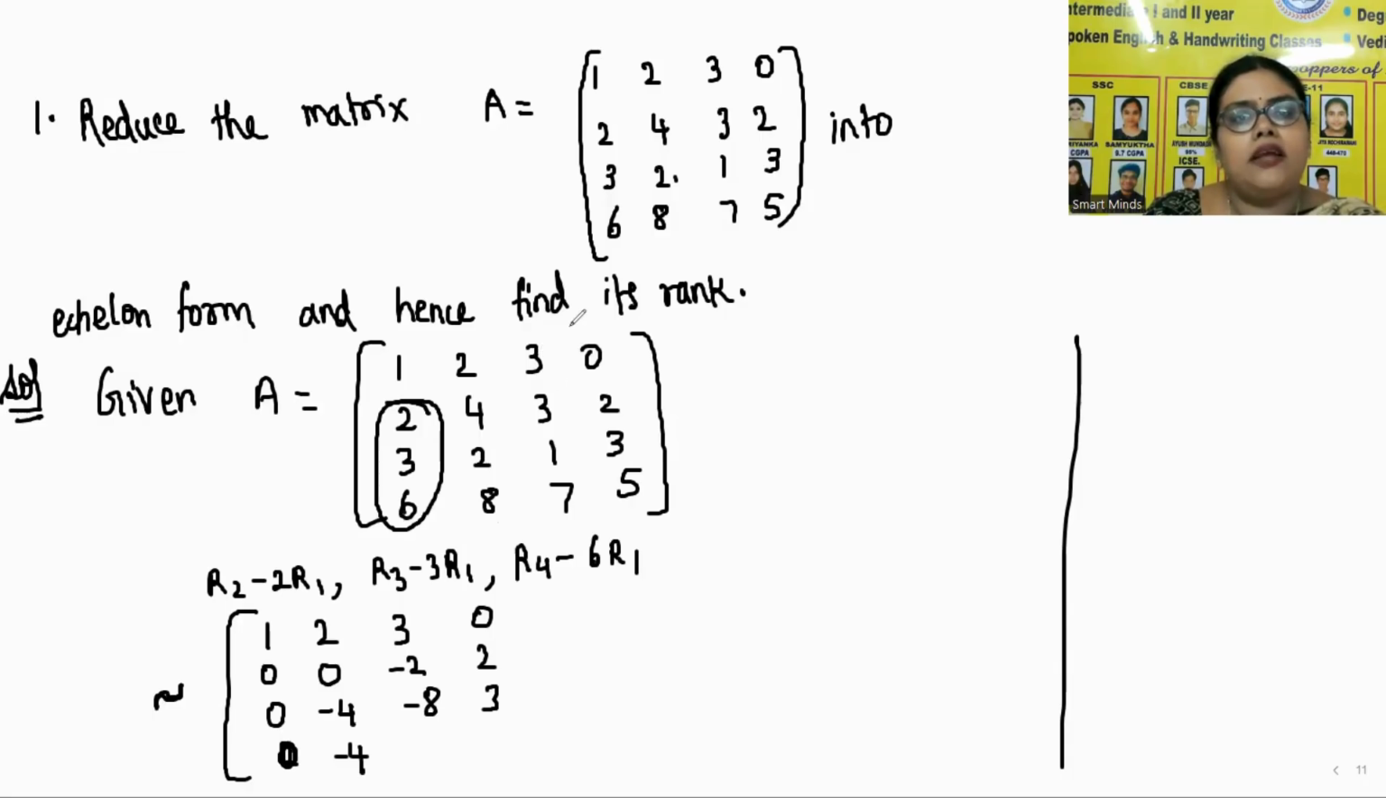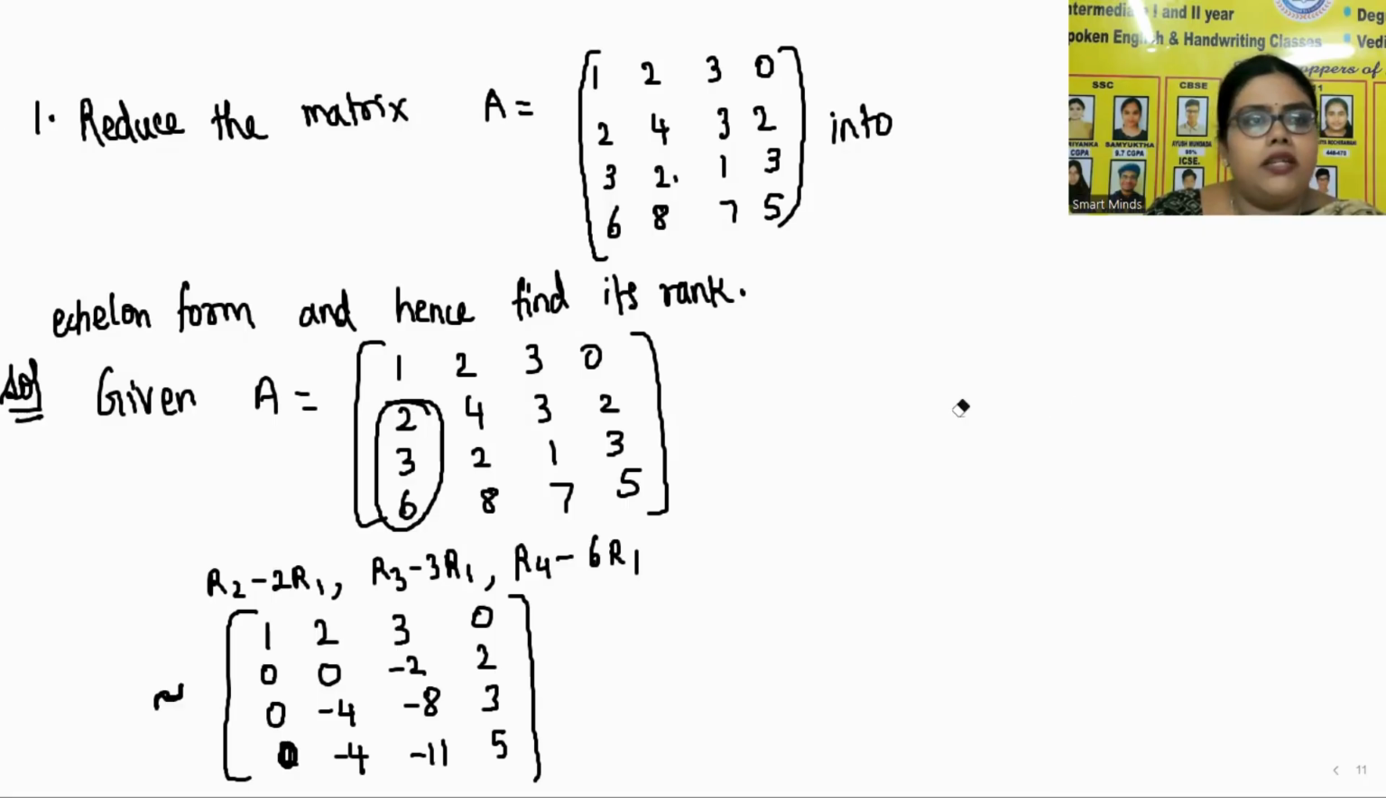Now 3 6 are 18. 7 minus 18 is minus 11. Now 0 6 are 0. 5 minus 0 is 5. This is the matrix we obtained now. Okay, now what we will do is, we will interchange second and third row. So for interchanging, we use this symbol. R2 and R3 we are interchanging now.